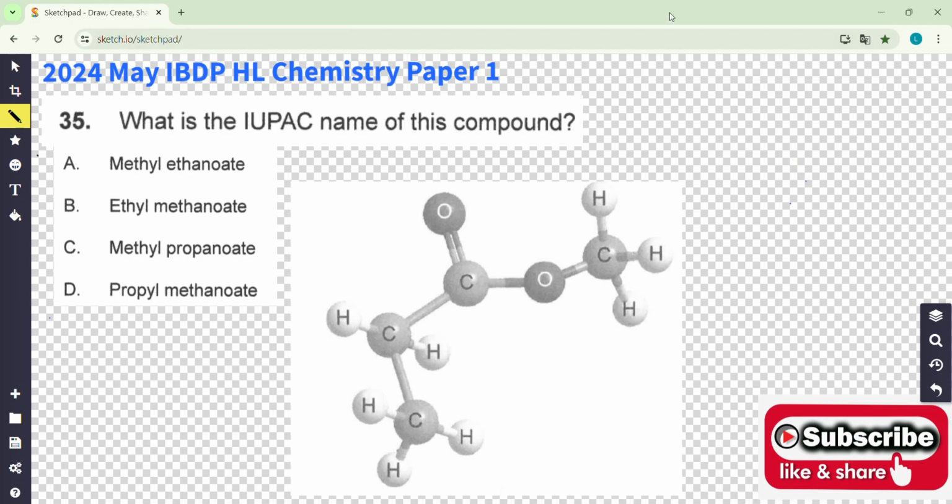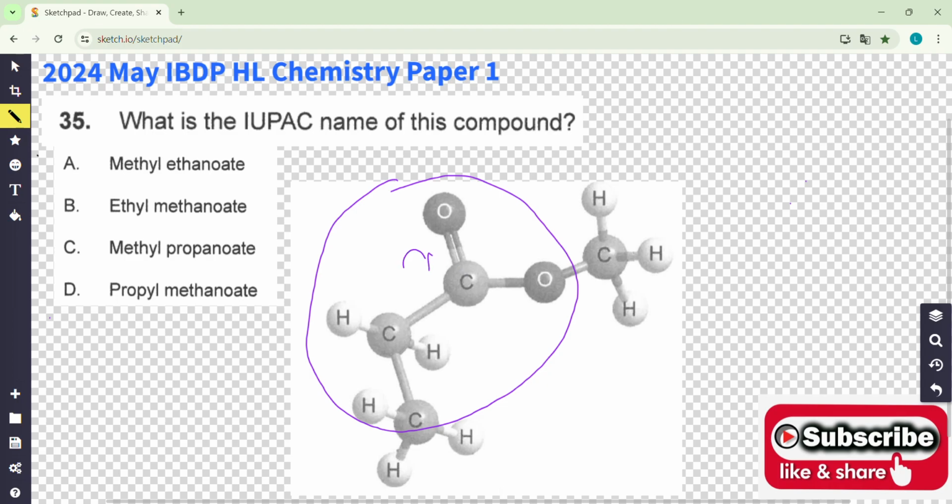Question 35 is about the name of this compound. Look at what it is. It has a COO part on the left-hand side. So you have 1, 2, 3 carbons. So COO, so 3. So it's a propanoic acid.